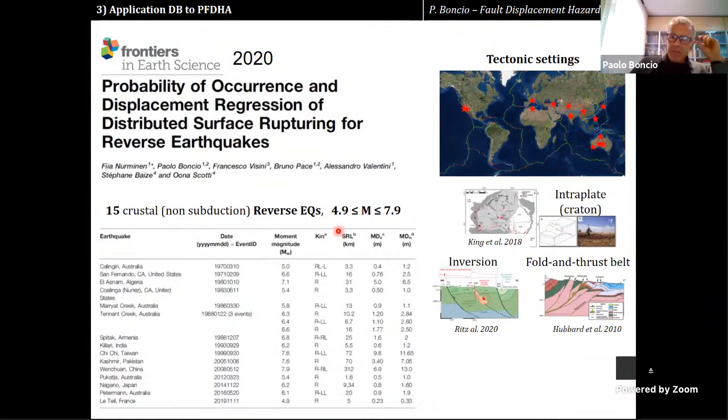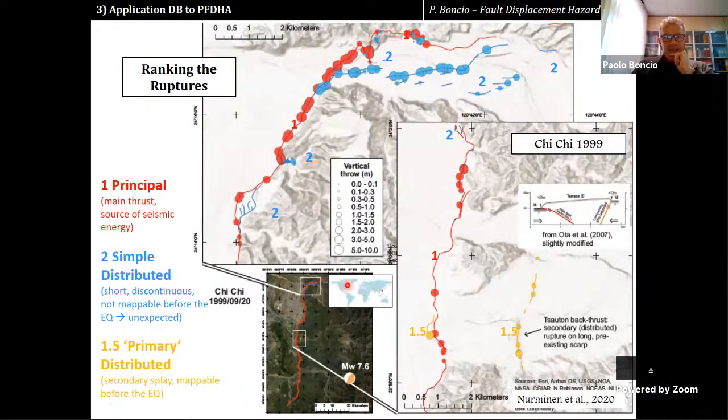We analyzed the distributed ruptures of 15 crustal reverse earthquakes, ranging in magnitude from 4.9 to 7.9 from different tectonic settings. This is an example map of the surface rupture for the Chi-Chi earthquake in 1999. In red, we have the principal fault rupture. This is rank one. Dots are proportional to vertical fault displacement. In blue, we have the distributed ruptures that we call simple, that are the unexpected ruptures. These are rank two.